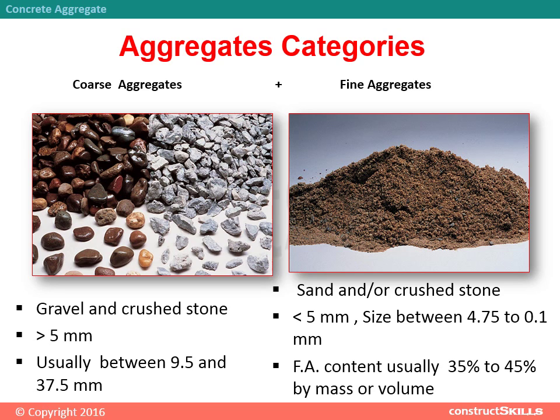Aggregates categories. Concrete aggregates are subdivided into two categories based upon size: coarse aggregates and fine aggregates. Coarse aggregates contain gravel and crushed stone, typical size between 9.5 to 37.5 mm. Sand or crushed stone are the most common types of fine aggregates, typical size between 4.75 mm to 0.1 mm. Fine aggregate content generally used in construction is 35 to 45% by mass or volume of total aggregate.